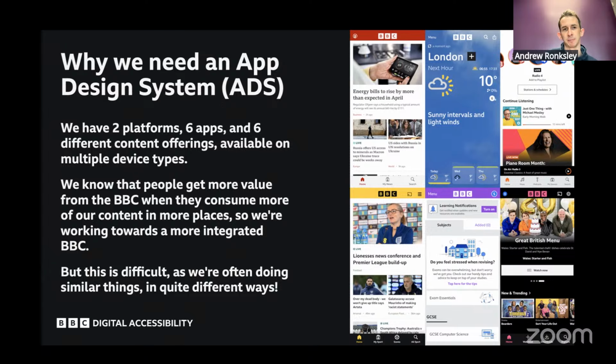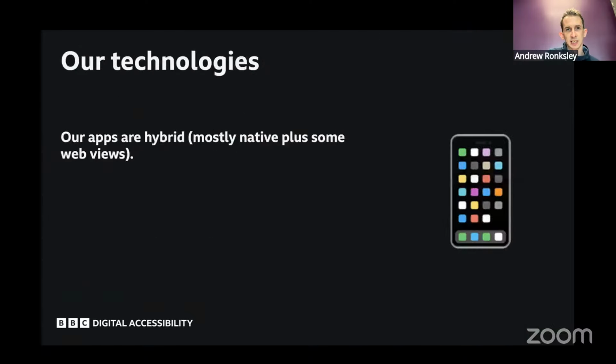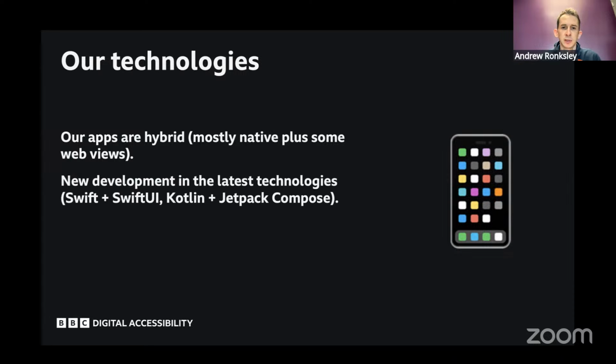It's an ongoing journey. I wanted to quickly touch on the technologies that we use for our apps. Technically, our apps are hybrid. They are mostly native, but we do use web views in places to deliver some content. So I guess technically they are hybrid apps. New development is done in the latest technologies. On Apple, we use Swift and SwiftUI. On Android, we use Kotlin and Jetpack Compose.